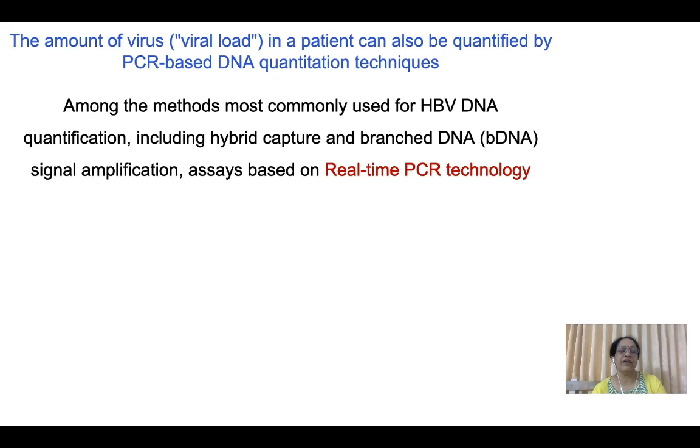The amount of a viral load in the patient can also be quantified by PCR-based DNA quantitation techniques. Among the methods most commonly used for HBV DNA quantification, including hybrid capture and branched DNA signal amplification, these assays are based on real-time PCR technology.